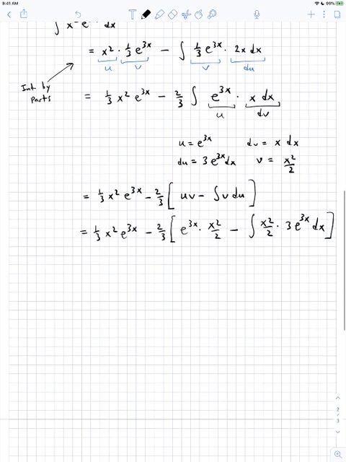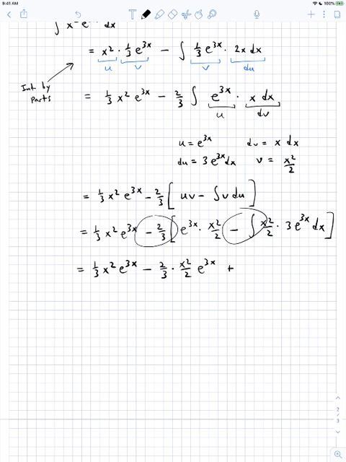Okay, now let's simplify this a little bit. So we have 1/3 x squared e to the 3x minus, now I'm going to do this minus 2/3 times x squared over 2. So we're going to have, let's just write it out, minus 2/3 times x squared over 2 e to the 3x. And now we're going to do that minus 2/3 times this integral. So it's going to be minus a minus is going to give us plus 2/3 integral of x squared over 2 times 3e to the 3x dx.